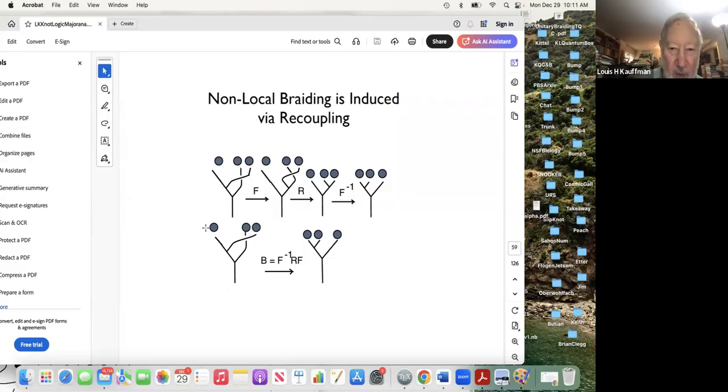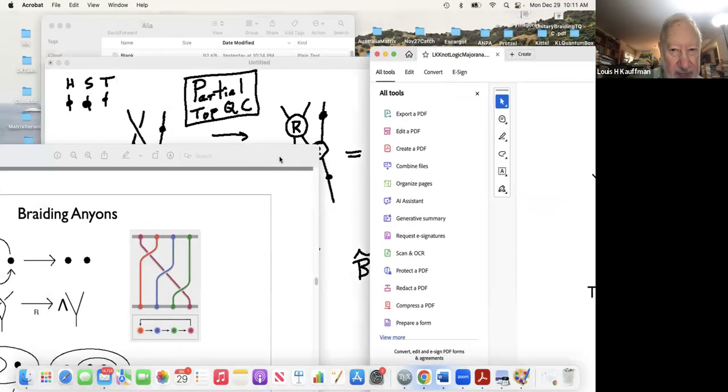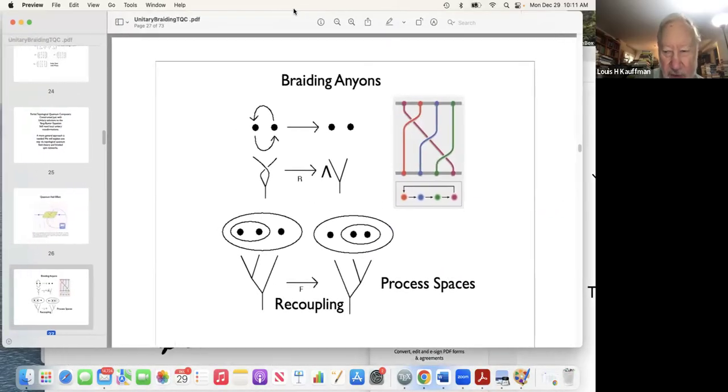So now I have sigma 1 already between the left two points, and I have sigma 2 from right two points to right two points by F inverse RF, where F is the change of basis. So by using all of these in that way, I get a representation of the braid group. And that representation of the braid group can be made unitary if you make the right choices.